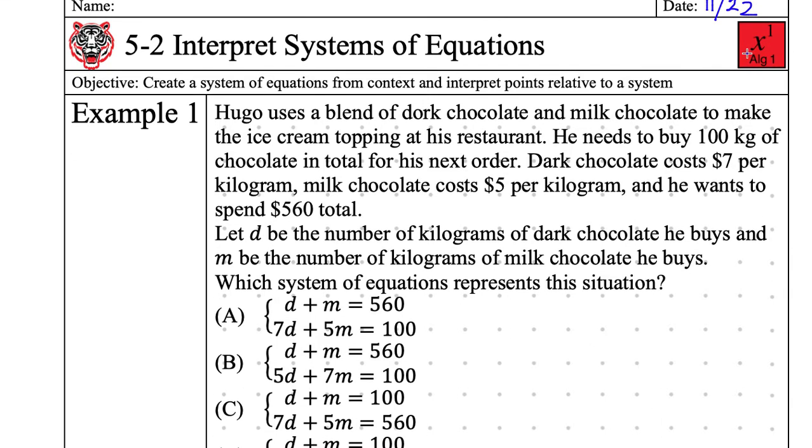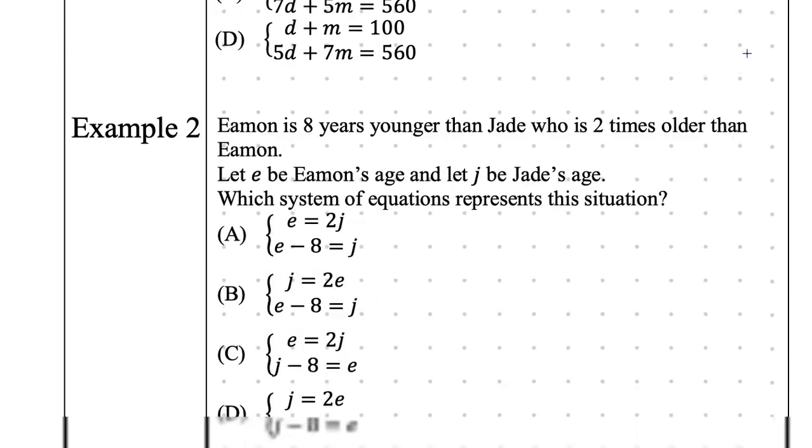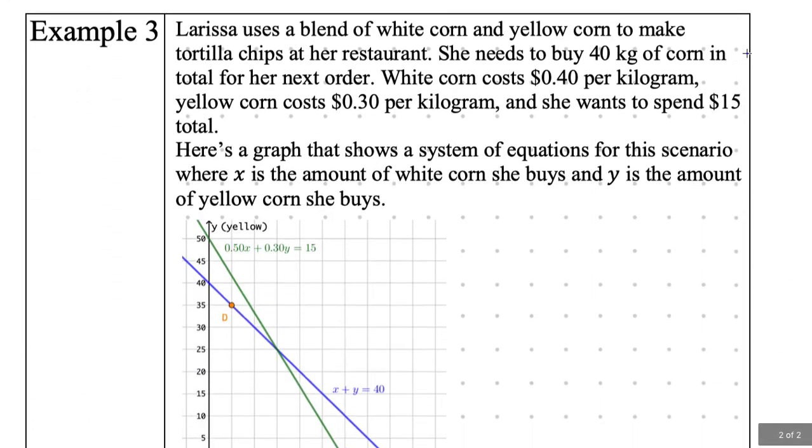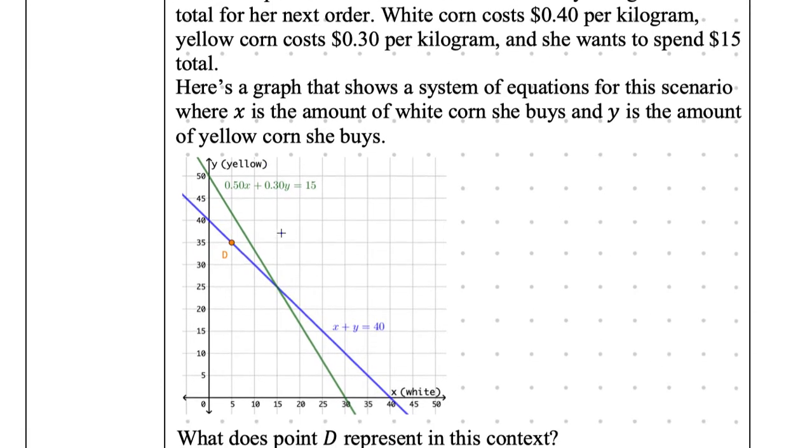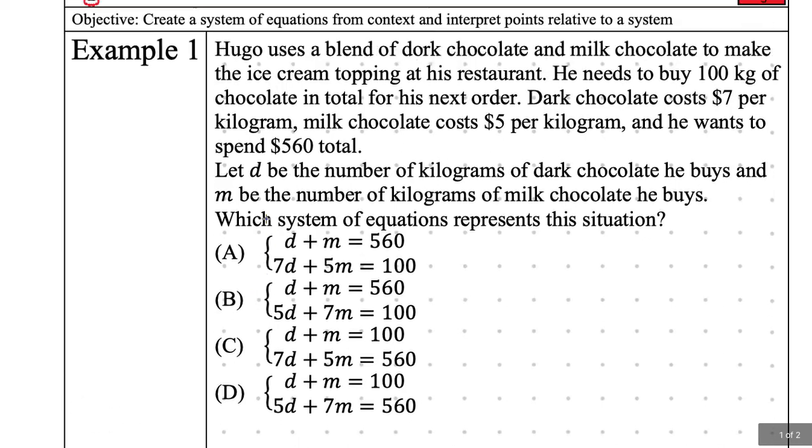Our objective today is to create a system of equations from context, that's the first half, and the second half is to interpret points relative to a system. So these first two examples were creating equations, and this last example back here with Larissa, we're interpreting points. Specifically 1 point, but I'll do a few more examples so that we understand what's going on.